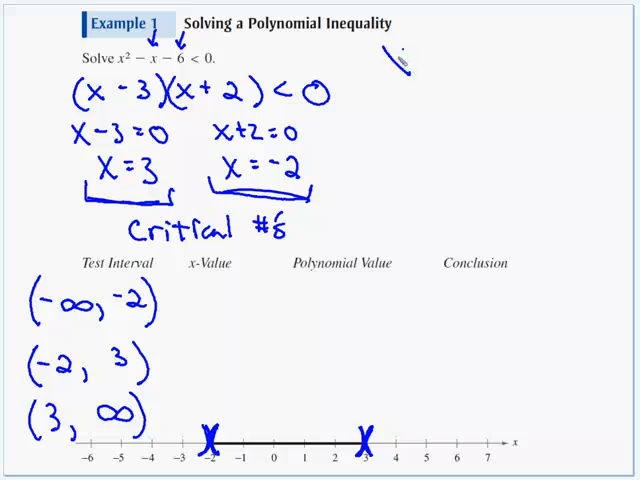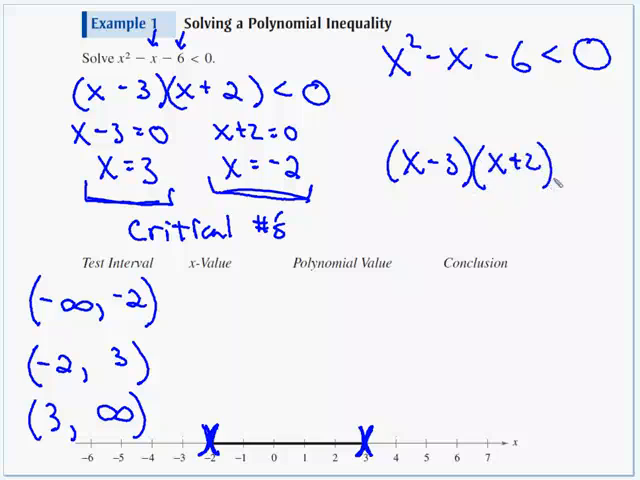There's 2 ways we can test it. We have our original polynomial, x squared minus x minus 6 is less than 0, or you can look at it in its factored form, x minus 3 times x plus 2 is less than 0. So let's pick a test number. In the interval from negative infinity to negative 2, let's just pick negative 3, a number just inside there. It doesn't matter what x value we pick. So what's the value of the polynomial going to be?